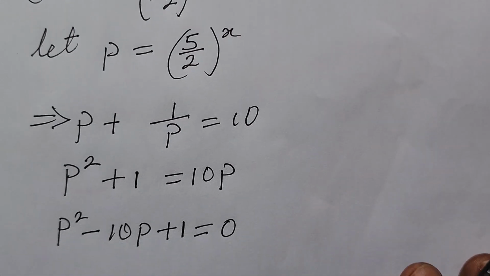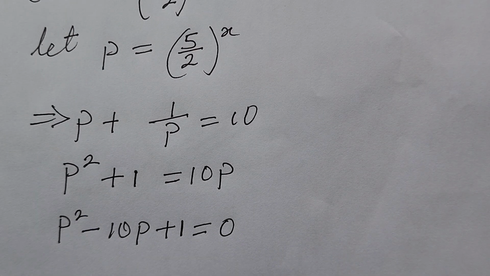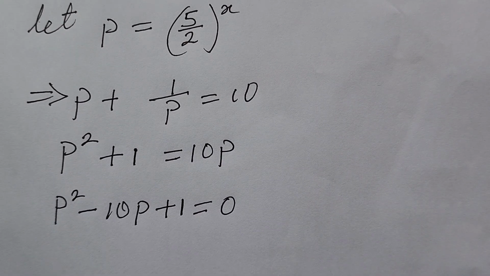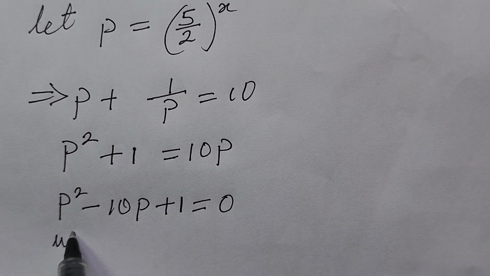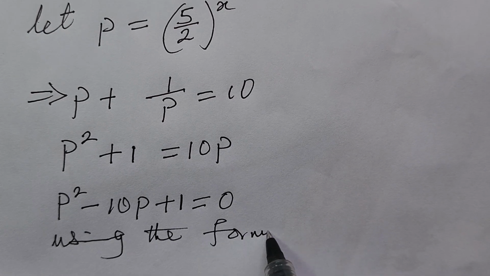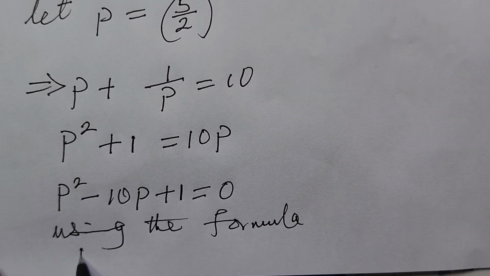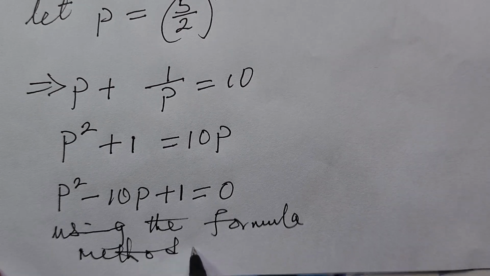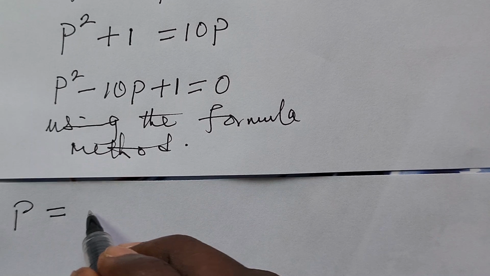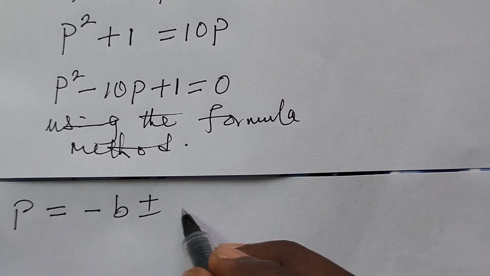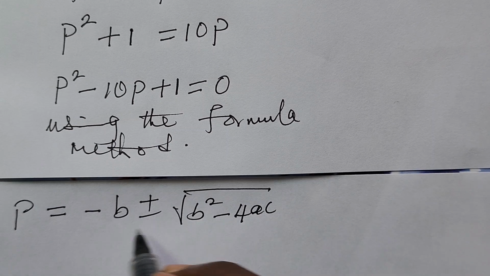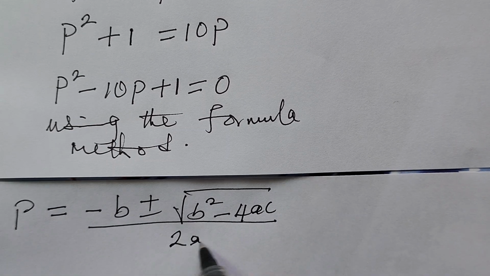So this is a quadratic equation where we have to solve for two values of p, right? So we want to use the quadratic formula to solve for this. So using the formula method, we're going to have p here, right? We're going to have p will now be equal to minus b plus or minus the square root of b squared minus 4ac all over 2a.